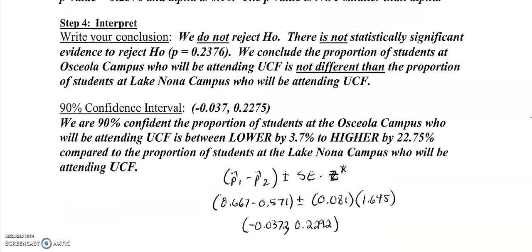So when we interpret this, we are going to say we are 90% confident the proportion of students at the Osceola campus who will be attending UCF is lower by 3.7% to higher by 22.75% compared to the proportion of students at Lake Nona campus who will be attending UCF.